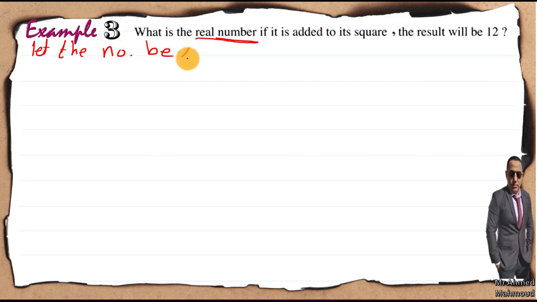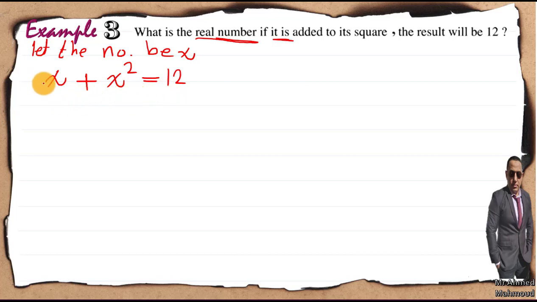Let the number be x. Okay, if it means the number itself, x added to 2x square plus x power of 2, the result will be equal to 12. Again, a number added to its square, the result will be 12. Okay, now I have a second degree equation.